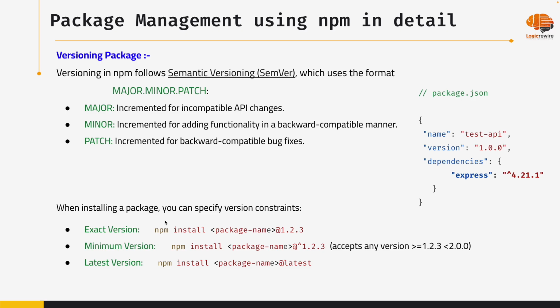Now next, let's suppose this is exact version, minimum version, and latest version. So what exactly are all these three about?